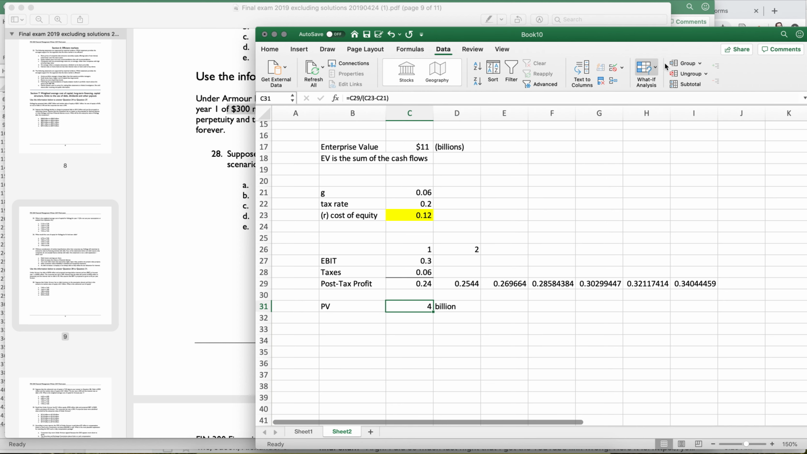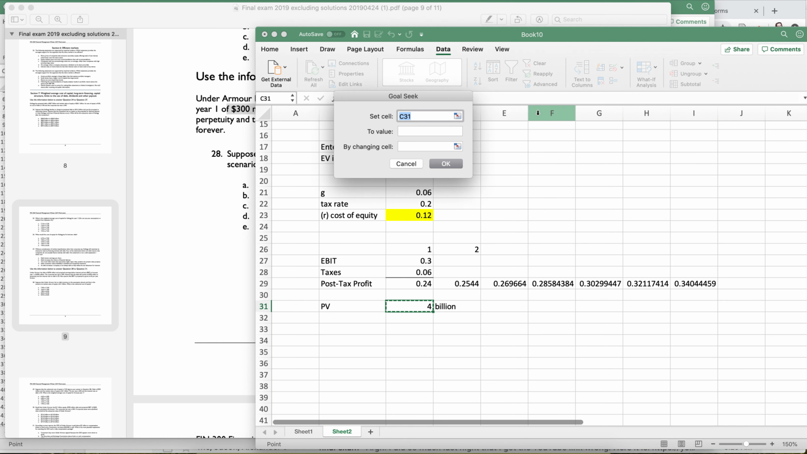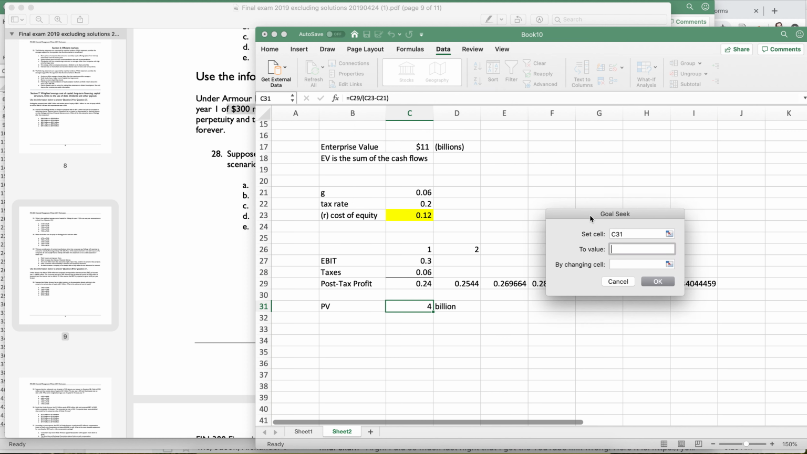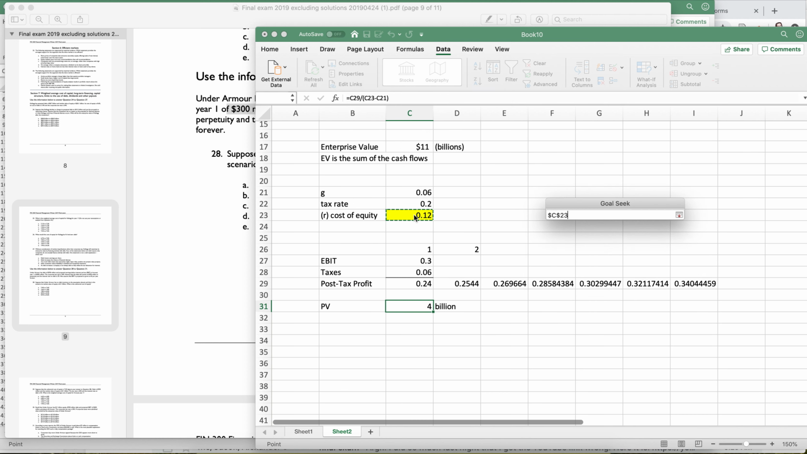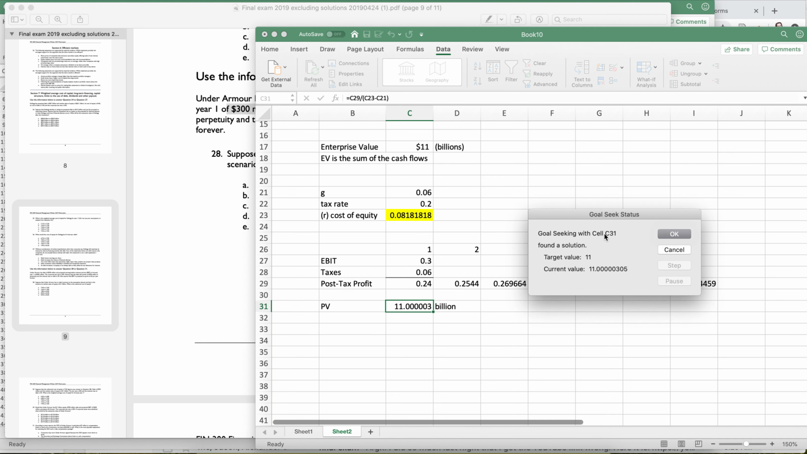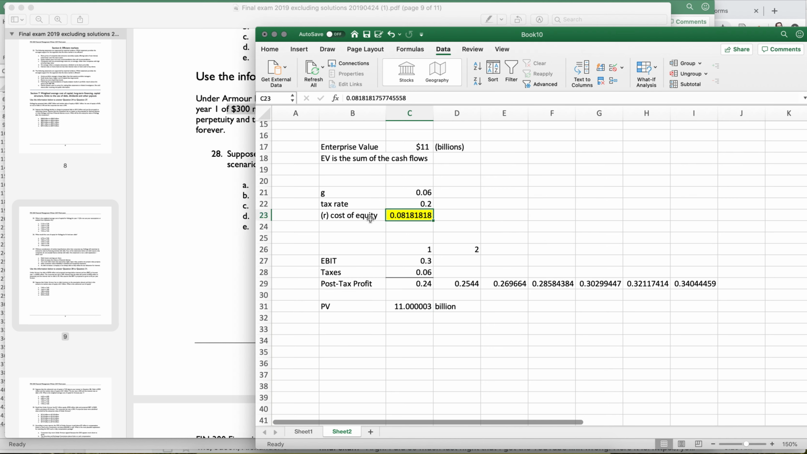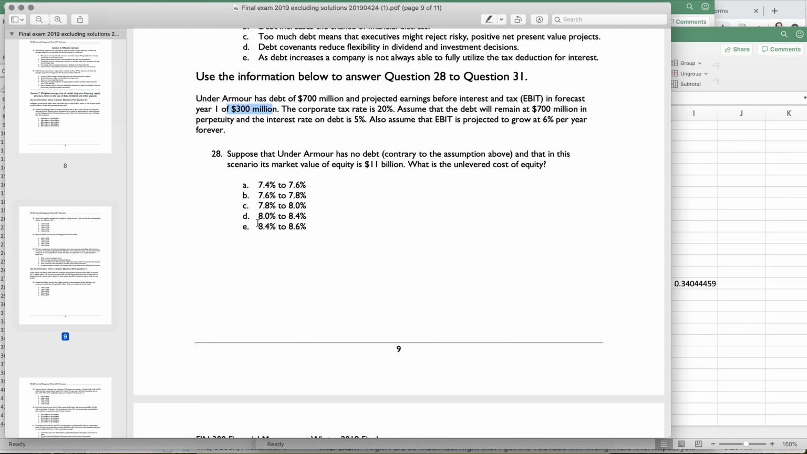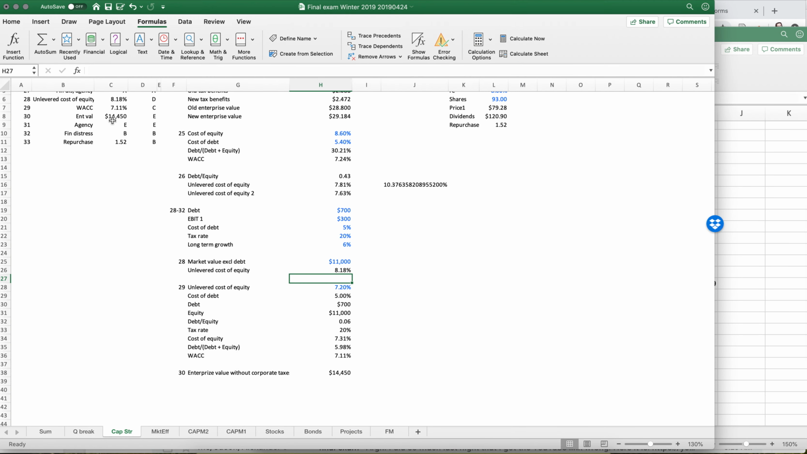The last step that we need to do on this problem is just do a goal seek and set the 4 billion equal to 11 billion by changing the cost of equity. When we do that, we get 8.18%, which is answer D. And if you look at Professor Hall's, we get 8.18% and answer D.